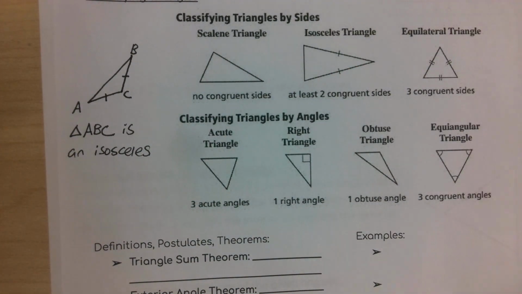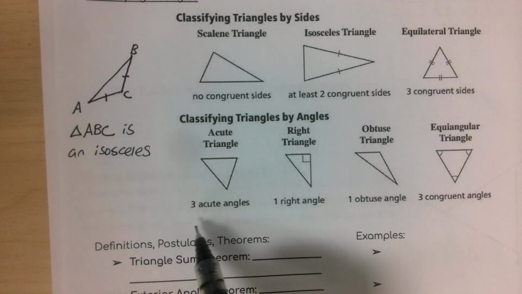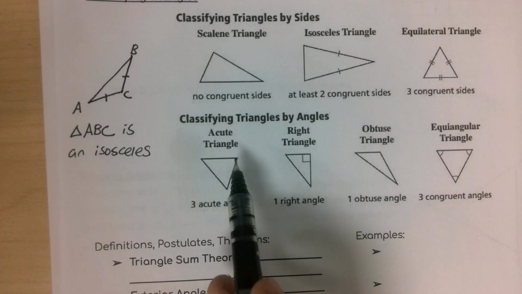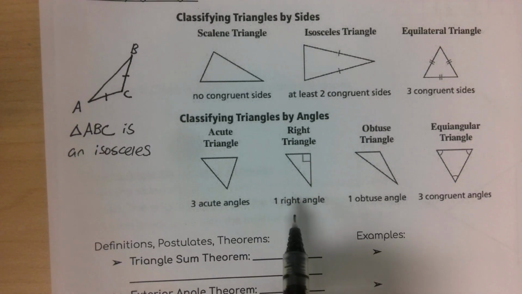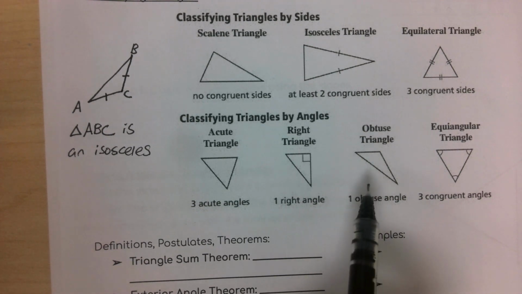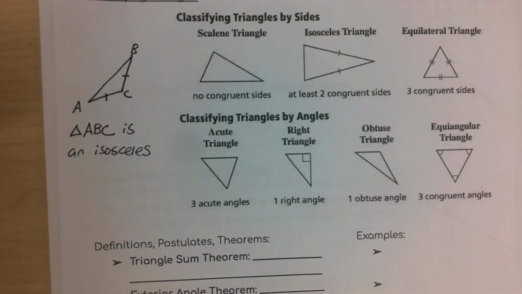But that's not all. We can also classify it by its angles. Looking at the angles, if all three of them are acute, it's an acute triangle. If one of the angles is right, it becomes a right triangle. If one of the angles is above 90 degrees, it's obtuse. And if all the angles are congruent, it's equiangular.